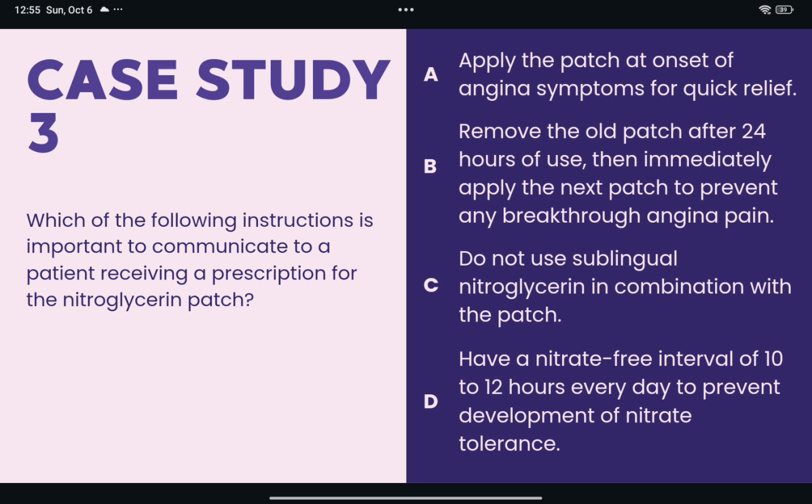Then which of the following instructions is important to communicate to a patient receiving a prescription for nitroglycerin patch? Apply the patch at onset of angina symptoms for quick relief? No. Remove the old patch after 24 hours of use, then immediately apply the next patch? No. Do not use sublingual in combination with the patch. Have a nitrate free interval of 10 to 12 hours every day to prevent development of nitrate tolerance. This is a very important point. Nitrate free intervals will help prevent the development of nitrate tolerance. Sublingual nitroglycerin should be used to treat angina due to its quick onset. Transdermal has delayed onset of action. So here option D is correct, that we have to take nitrate free intervals.